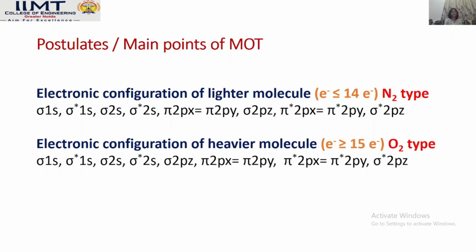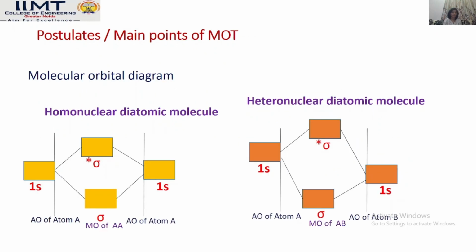Electronic configuration of heavier molecules. Heavier molecules are the molecules which have 15 or more electrons. The electronic configuration is sigma 1s, sigma star 1s, sigma 2s, sigma star 2s, sigma 2pz, pi 2px equal to pi 2py, pi star 2px equal to pi star 2py, sigma star 2pz.